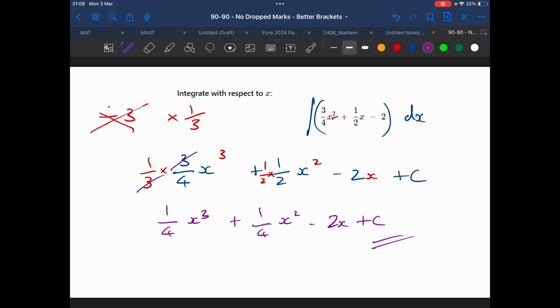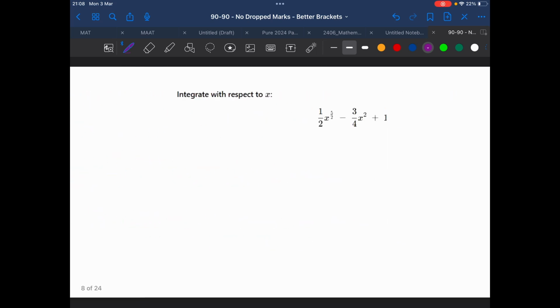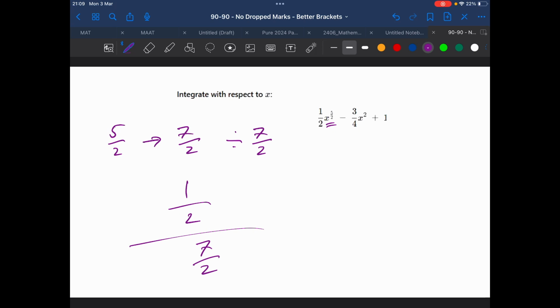So let's have a go at some more examples where this really proves its usefulness. This one here has a fraction, so these ones are a lot more annoying. If you imagine 5 over 2, it's going to go to 7 over 2. Dividing by 7 over 2 is not going to be very nice. Think about it. Yeah, it's possible, but you don't really want to be doing that.